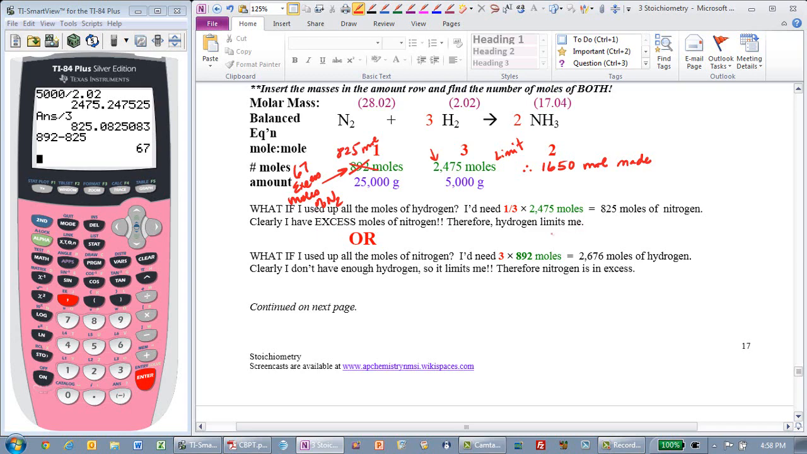It does not matter. You remember that phrase, 6 of one, half dozen of another? 6 is 6, whether I call it 6 or whether I call it half dozen. It doesn't matter where I start. The quantity is the same. So if I had started and said, okay, what if I use up all the moles of nitrogen? Then I would need 3 times the 892, and I would have needed 2,676, and clearly I do not have enough. I only have 2,475. So that limits me. So nitrogen is in excess. And I come back to the drawing board, start with the hydrogen, and go forward again.